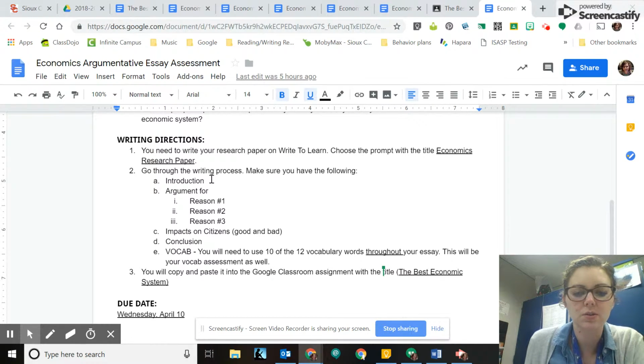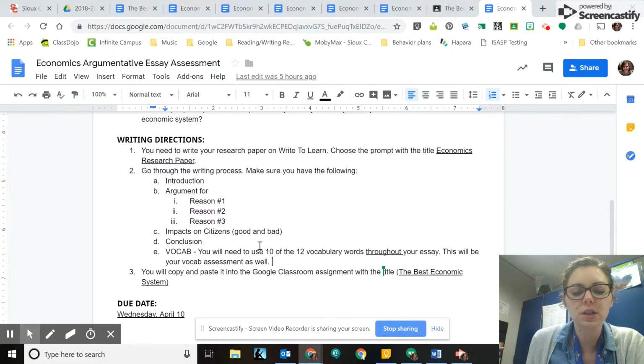Then when you write, you're going to go through the writing process, right? You've done the writing process with Mrs. Wellhoff several times. Make sure you have these things. Okay? You also need to include 10 of the 12 vocabulary words in your essay and use them appropriately. So you need to make sure they're used correctly. This shouldn't be too hard since 7 of them are different types of economies or the economic systems. So you should have 7 of them right there.